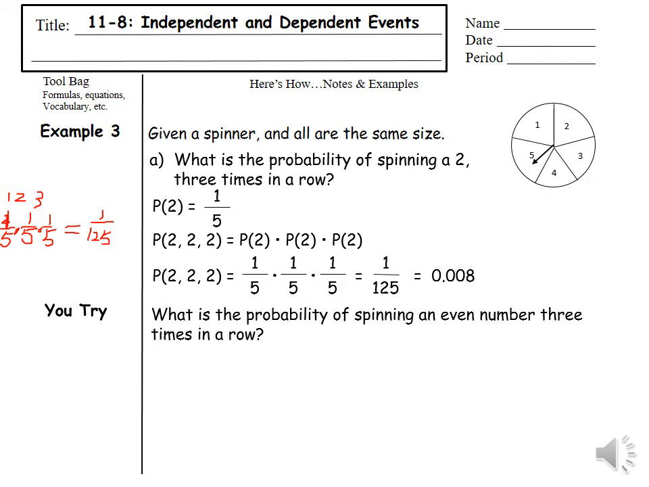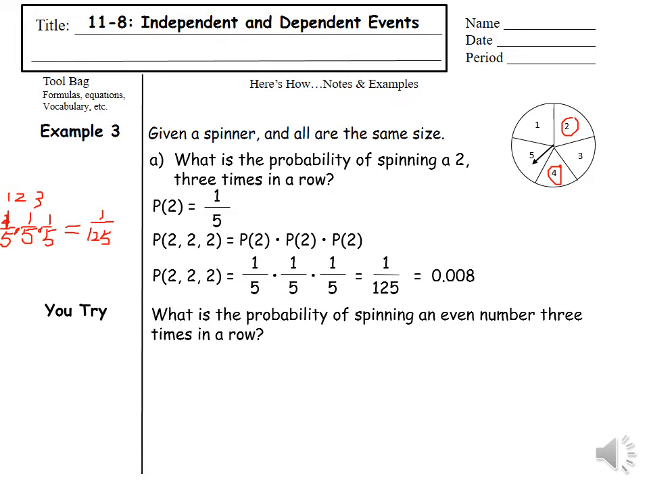What is the probability of spinning an even number 3 times in a row? Just a little bit further. What is an even number? Before you go through this question, think about what an even number is. Even numbers are 2, 4, 6, 8, 10, 12, 14. They are numbers divisible by 2. In this spinner 1 to 5, 2 and 4 are the even numbers. 1, 3, and 5 are out.